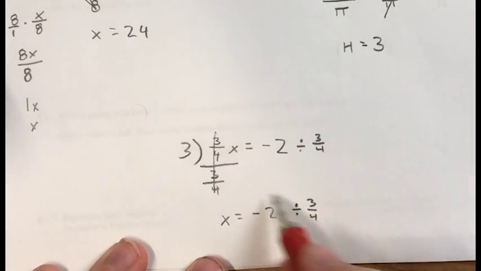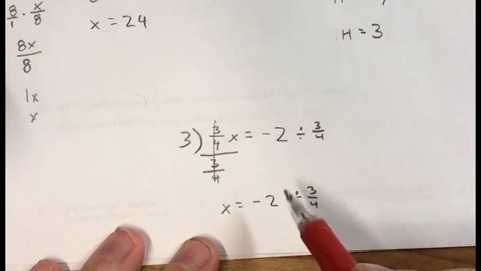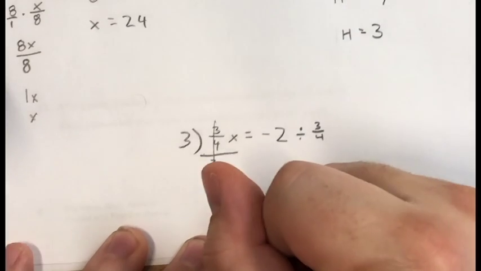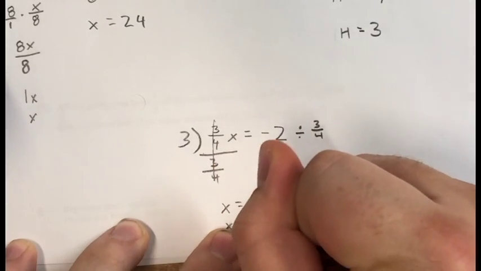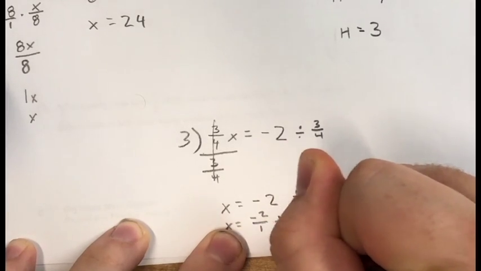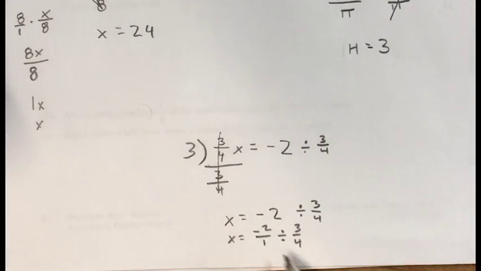Well, remember that when we're working with fractions, the best thing to do is to change everything into improper fractions and just work it that way. So I could say x is equal to -2 over 1 divided by 3 over 4. So now we've got something we can work with. You should remember this when working with fractions, the simple term keep, change, flip.